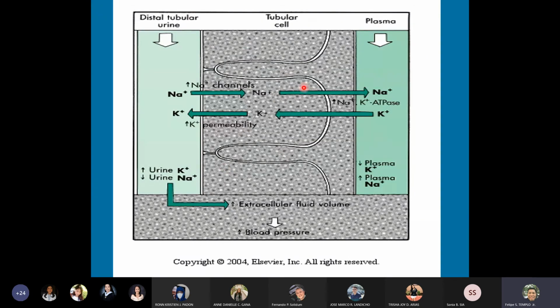So in this photo here, more sodium is reabsorbed and more potassium is released. In effect, you will have an increase in urine potassium and a decrease in urine sodium because more sodium is reabsorbed. And in the plasma, you have a decrease in plasma potassium and more plasma sodium here.